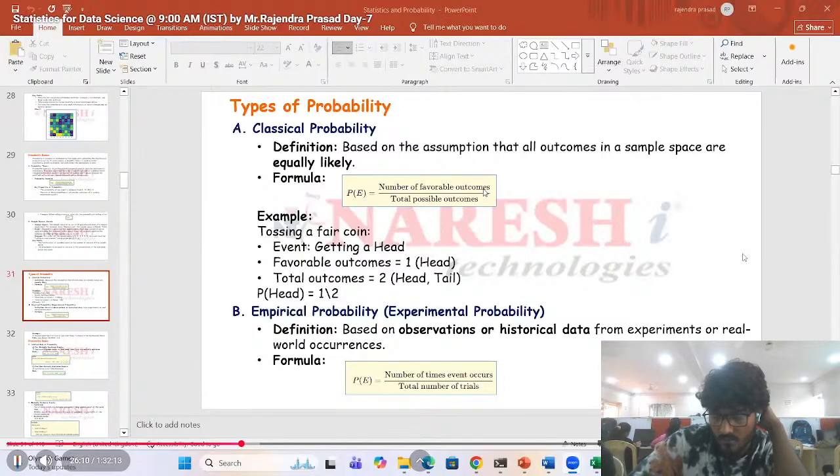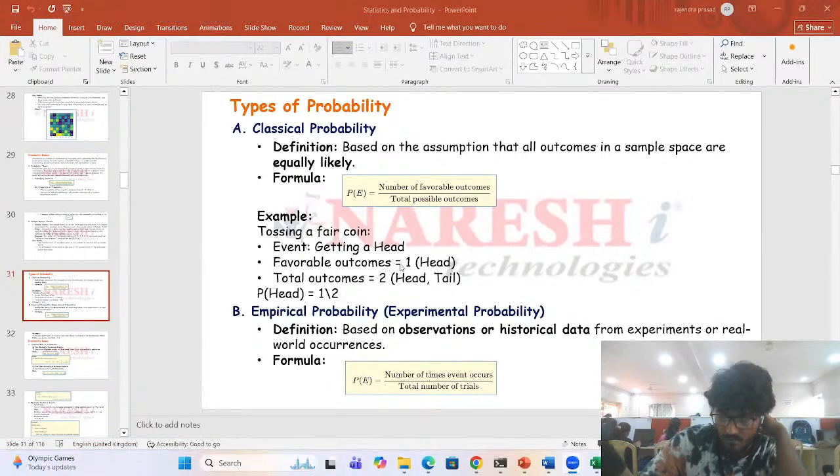Same formula we have already seen: number of favorable outcomes divided by total possible outcomes. Same example, tossing a coin, which we have already seen. Next, what about empirical probability?